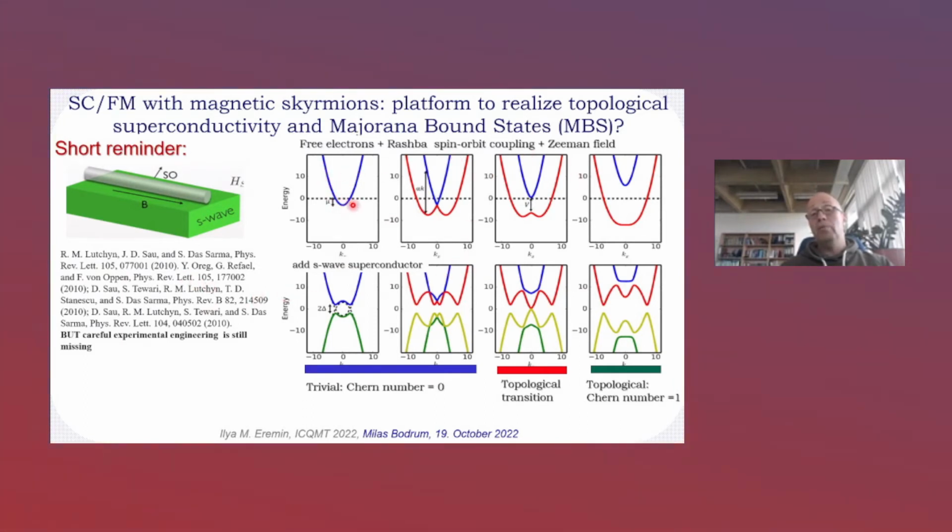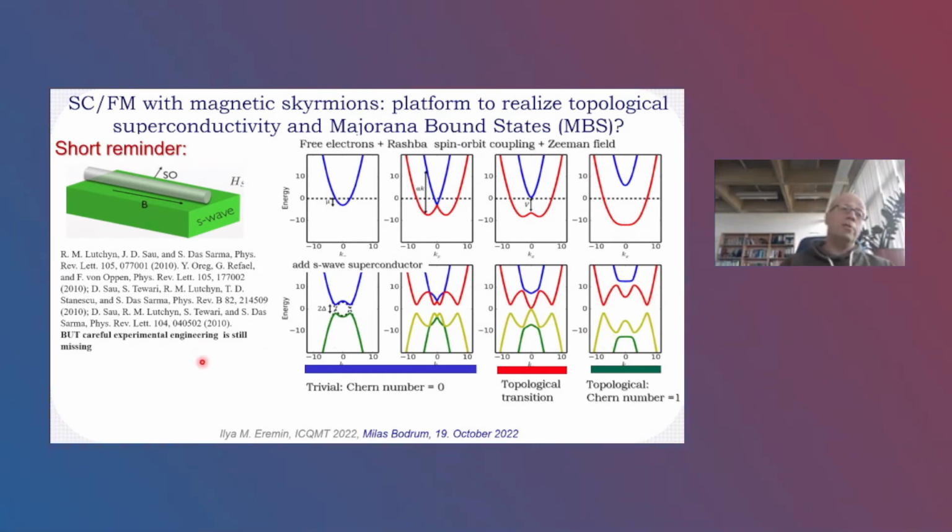It has been shown by a very simple calculation that if you start with a simple two-dimensional electron gas, you split it by virtue of the spin-orbit coupling, you apply the Zeeman field, and if you tune the parameters in the right regime, the Fermi level crosses only one of the bands, and this band will host spinless fermions. If you now put an s-wave superconductor in proximity to it, you will realize a topological superconductivity which should host Majorana bound states.